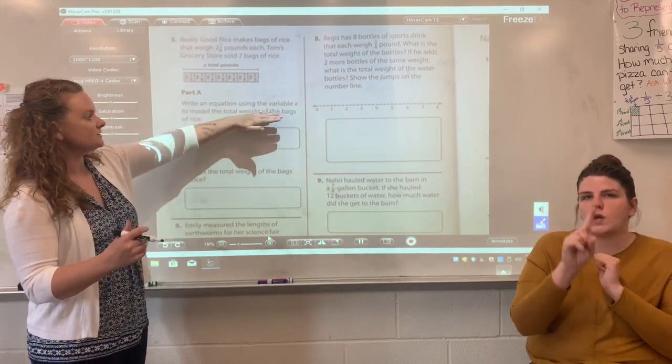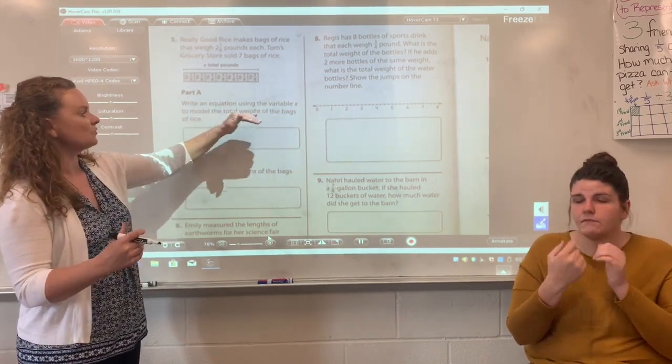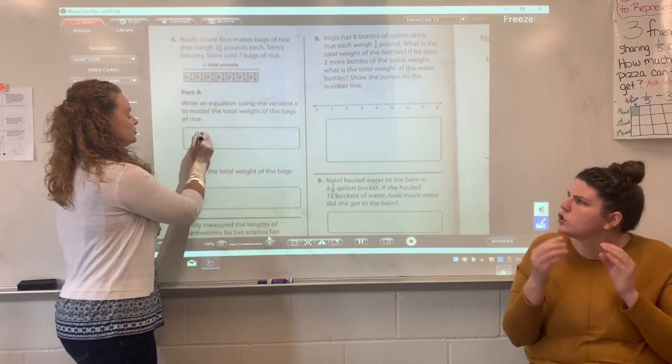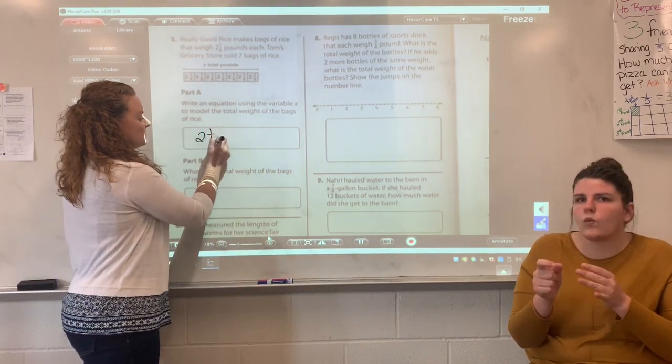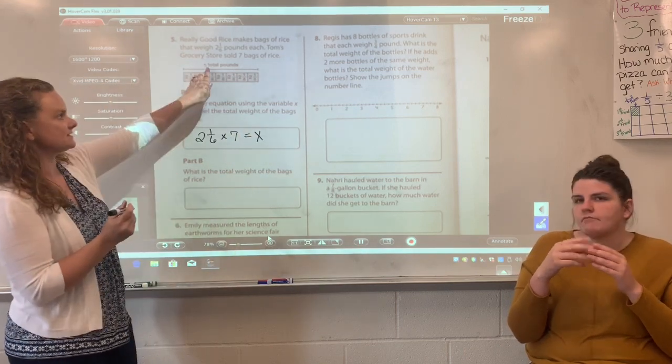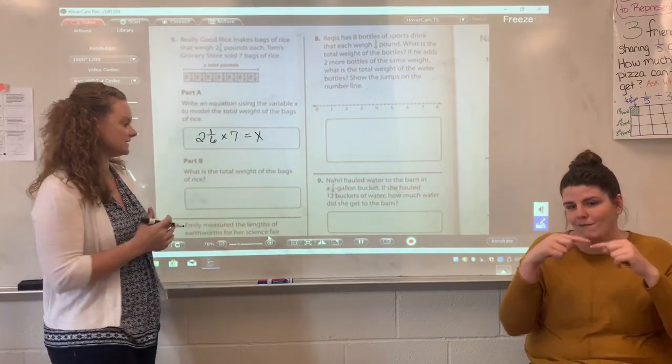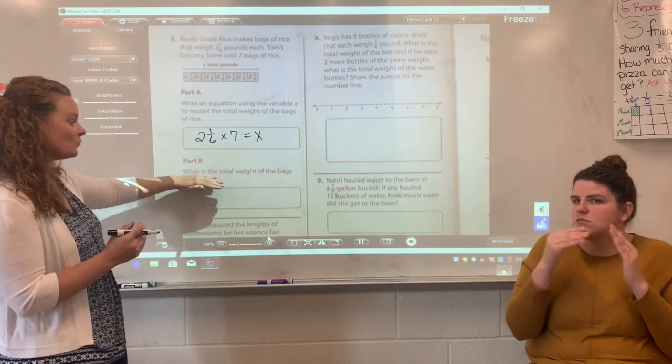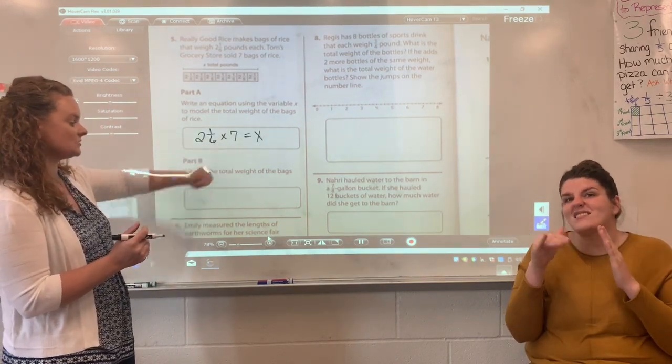Write an equation using the variable x to model the total weight of the bags. So we would take our 2 1/6, we would times it by the 7 bags, and we would equal x, because x is our total pounds. That's all they wanted to see us do. Now down here, what is that total weight? So now we have to solve for this problem.